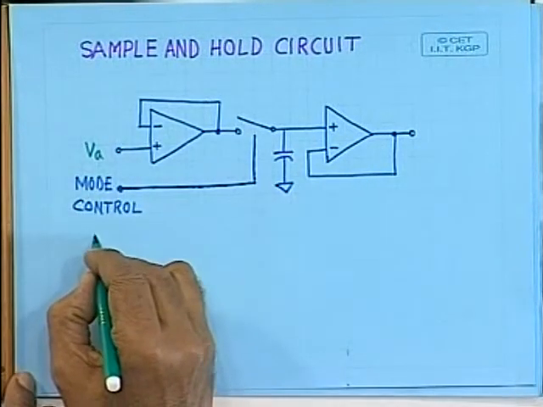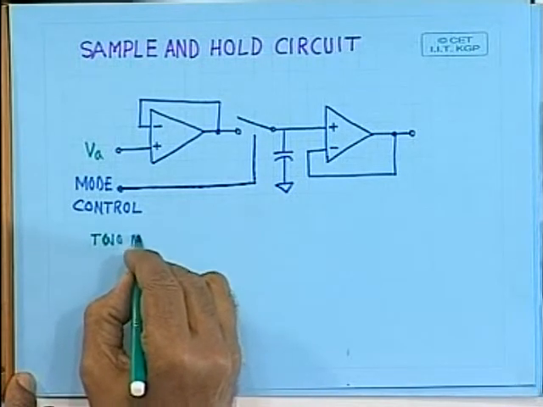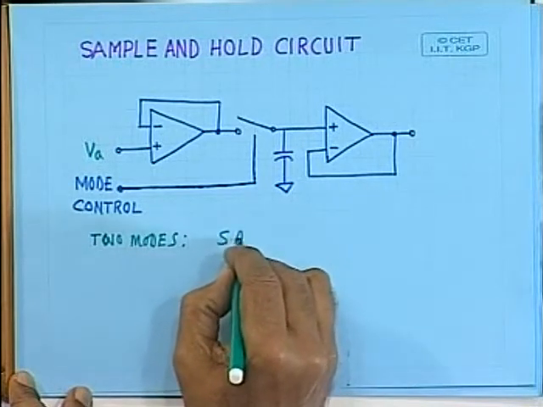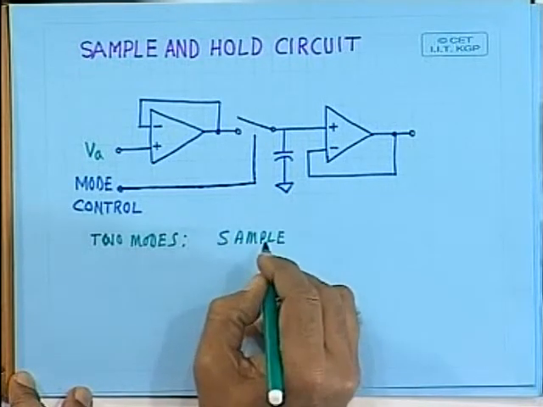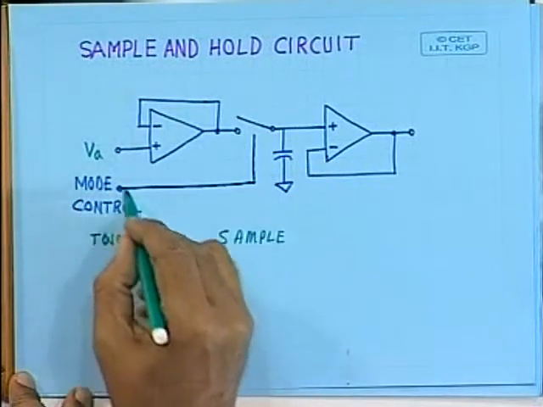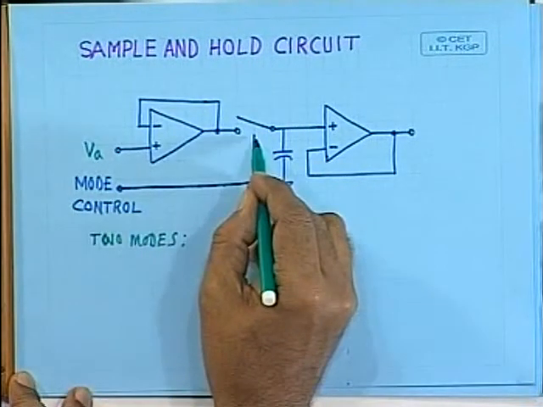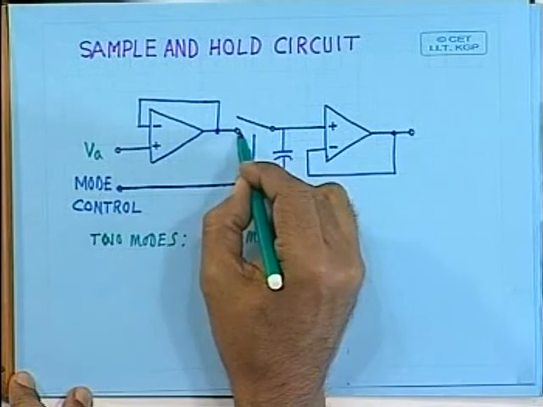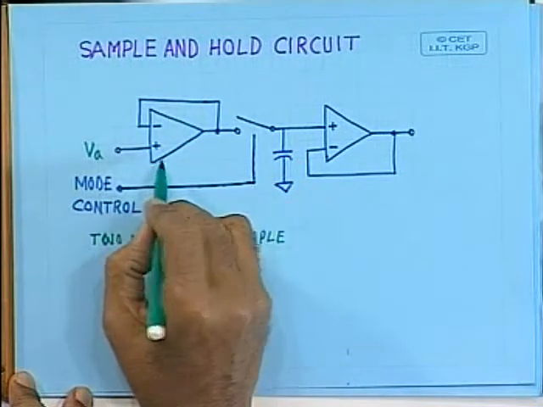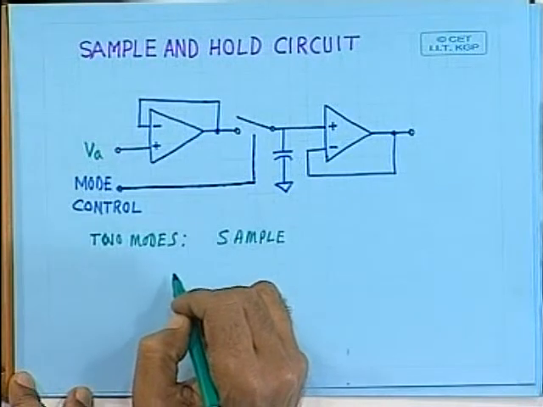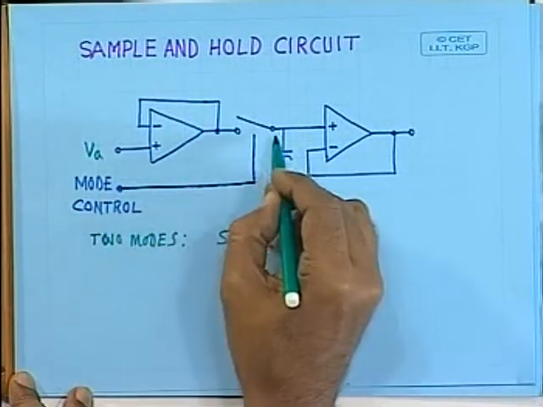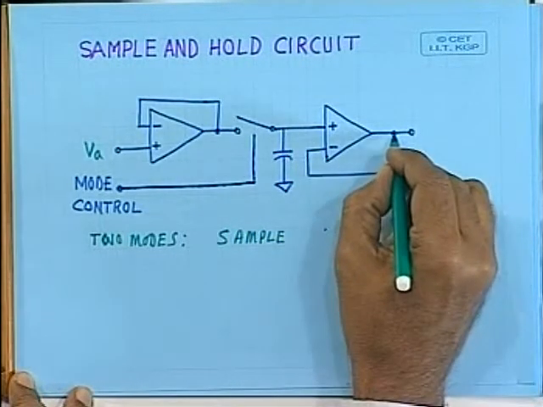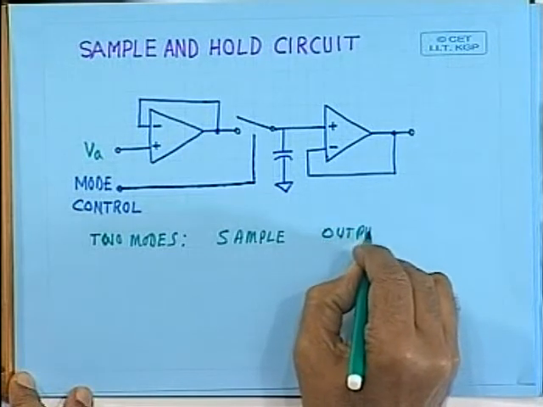So it has got two modes. What are the two modes? Sample. In the sample mode, this switch is closed, which is controlled with the help of this mode control switch, and then whatever input is available here, because this is a voltage follower circuit, the capacitor is charged, and if the input is changing slowly, the capacitor voltage also will change slowly. So in this sample mode, the output follows input.